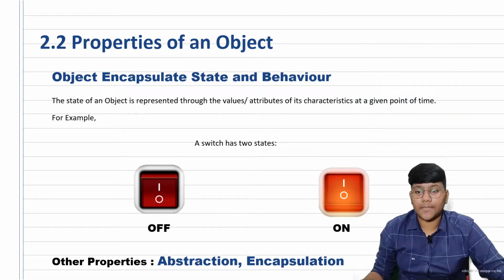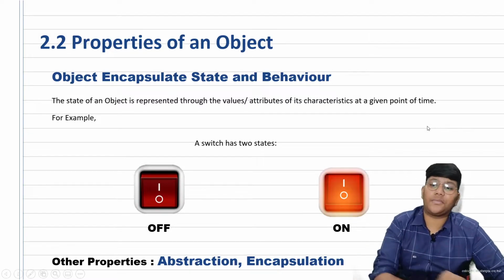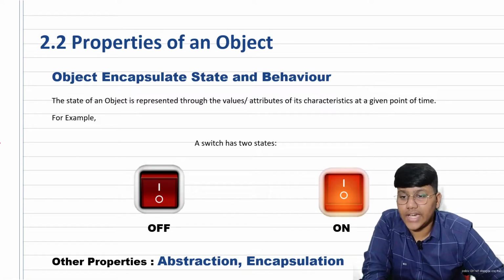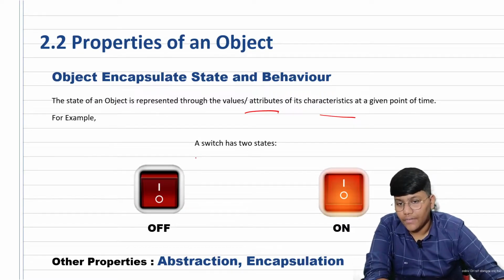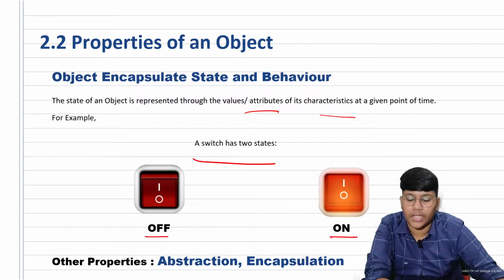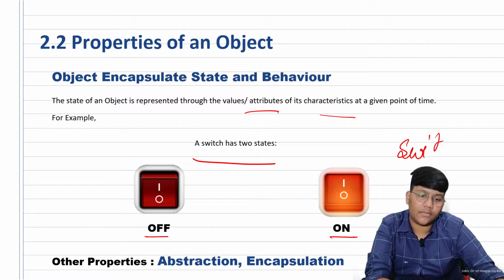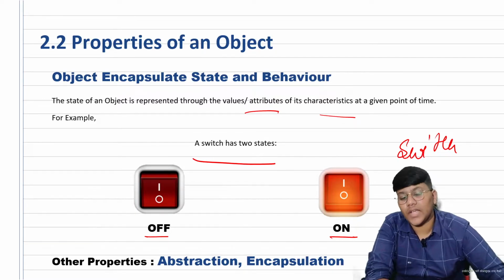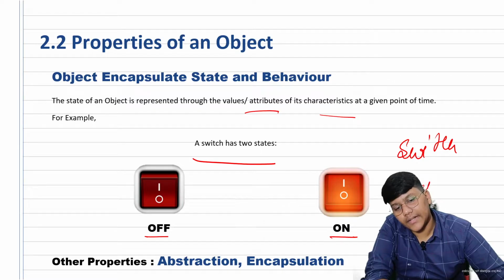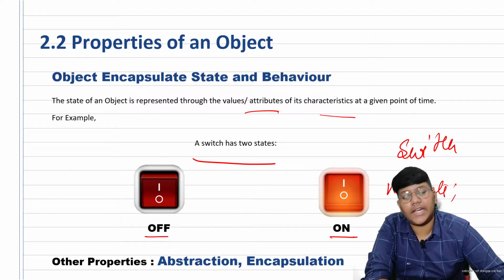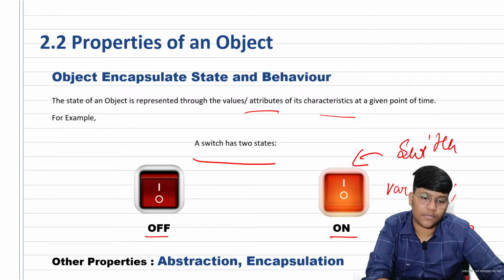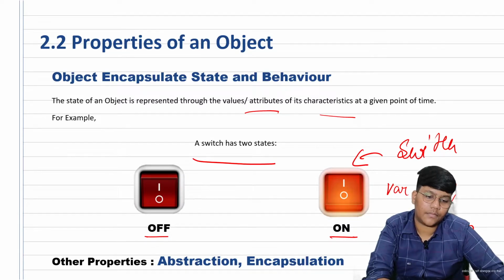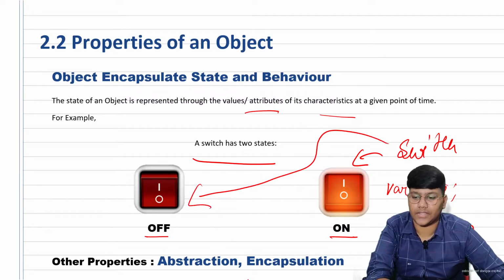The next topic is properties of an object. Objects encapsulate state and behavior. The state of an object is represented through values of the attributes of its characteristics at a given point of time. For example, a switch has two states, off and on. If switch is an object, and it has a variable state, then state has two values. If state is on, the state of the switch will be this. If state equals off, then the state of the switch object will be this.